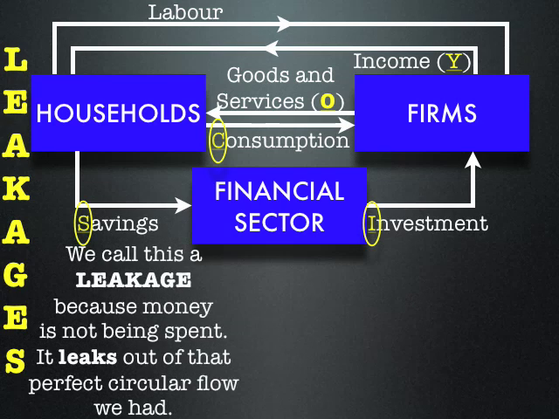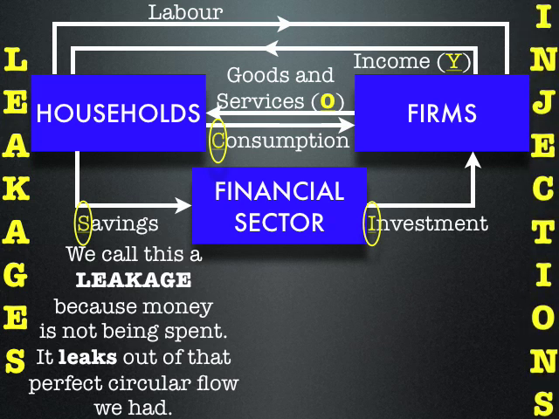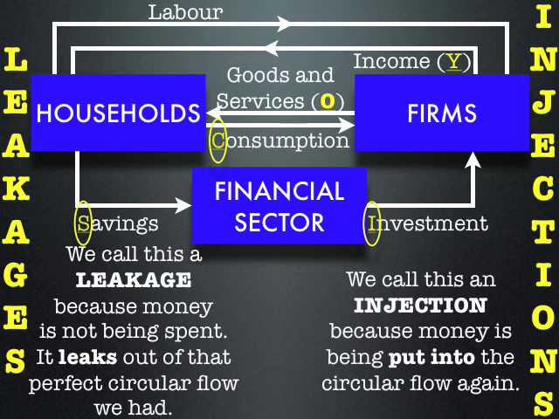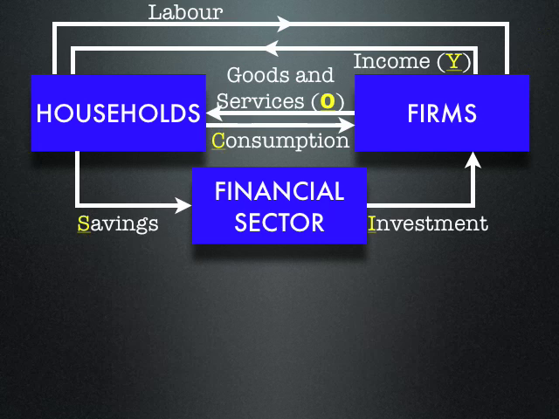On the left side, we're going to call these leakages. We're going to call savings a leakage because the money is not being spent. It leaks out of that perfect circular flow we had. On the other side, we've got injections because money is actually being put back into the circular flow again, right? So leakages, left, injections, right.